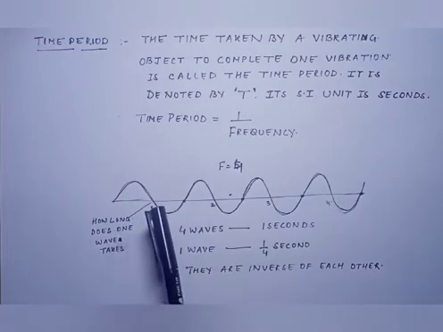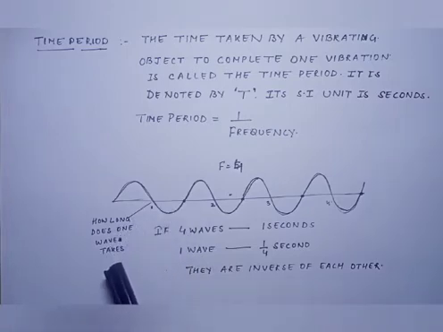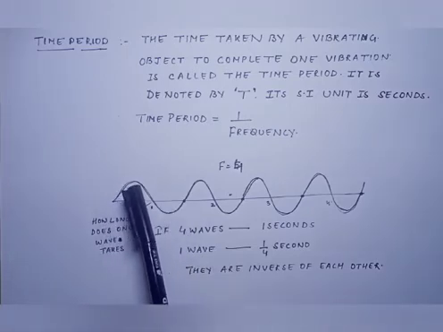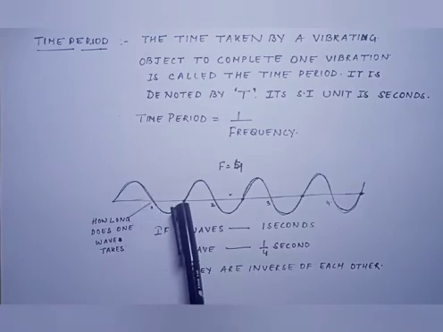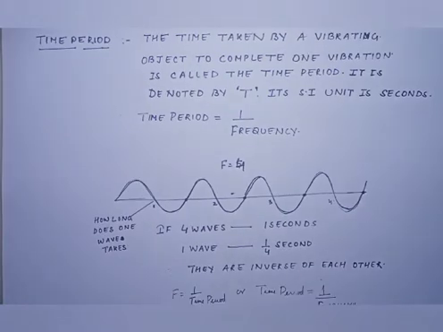So over here you can see how long one wave takes. The time taken by one wave is called the time period. I hope it is clear to everyone. So we can say that frequency is equal to 1 upon time period, or time period is equal to 1 upon frequency. It means frequency and time period are inverse of each other.